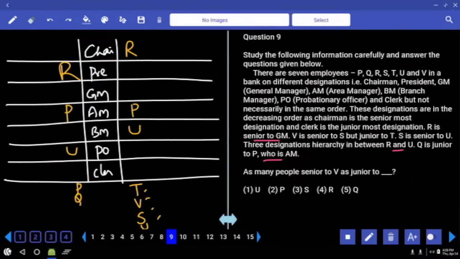Now as P is here, the remaining persons before this U, how many persons? We need to have 3. Now who are those 3? T, V and S. Now Q is here. Now here in this one, before this U, you need to have T, V, S, which is not possible. And this is the final arrangement for question numbers 9 to 12.